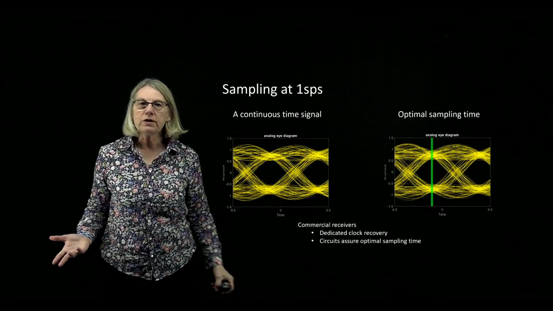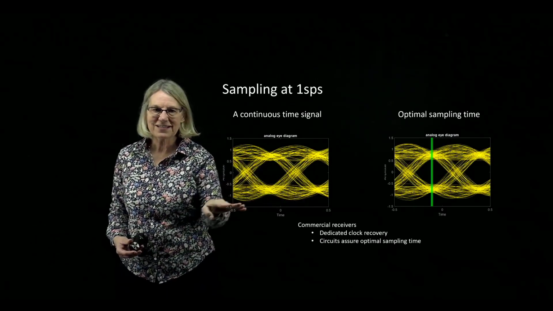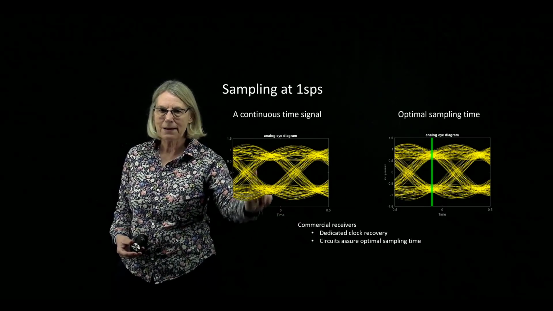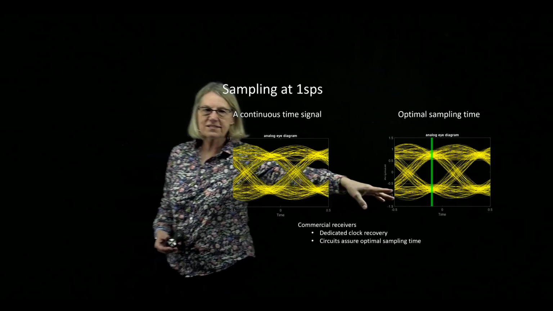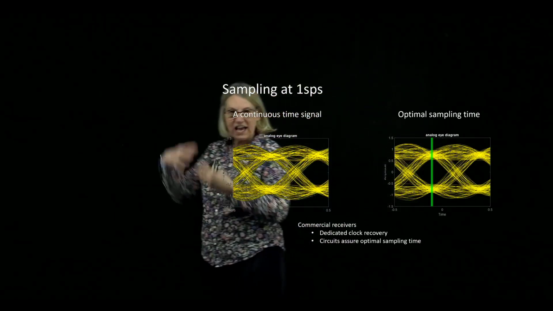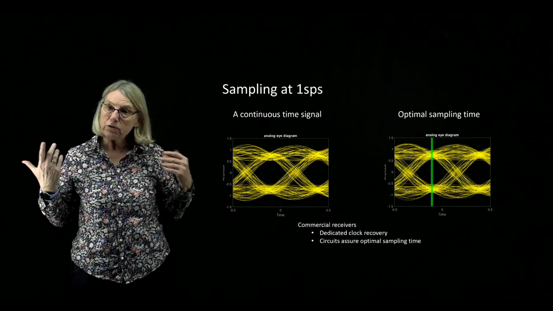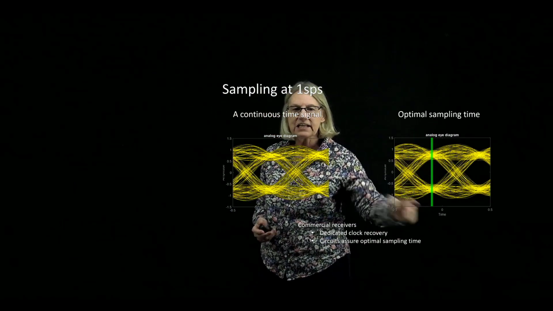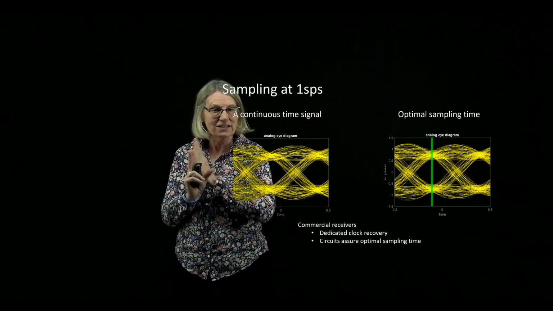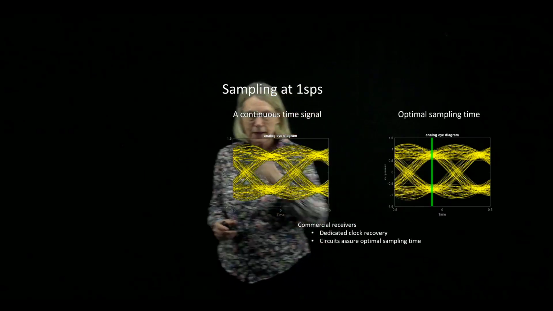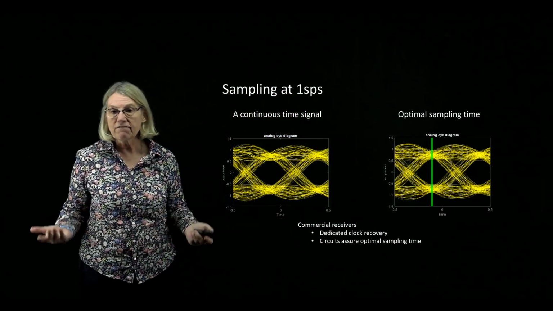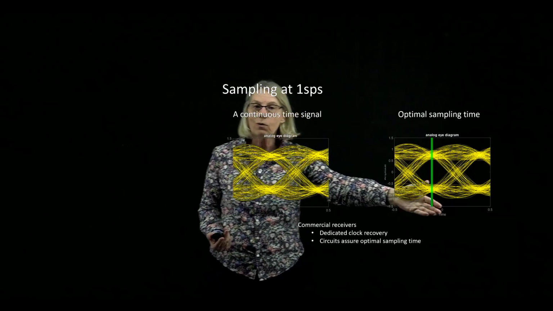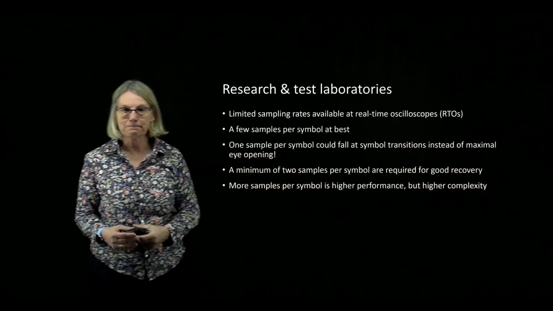Well, the logical thing to do is to look at where in this time scale I have the largest eye opening in any given symbol time. I'm not going to sample here because it's not very open. This is the optimal sampling time, when the eye is the most open. And as I mentioned earlier, commercial receivers have a dedicated clock recovery circuit that finds exactly when this is and maintains it at the correct location and time. However, in the laboratory, we don't have this available to us. So we cannot sample simply at 1 sample per symbol because we just don't know when that sample should be taken.